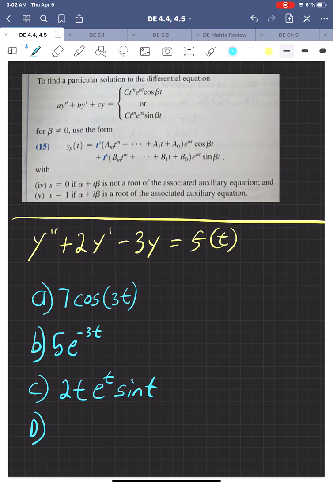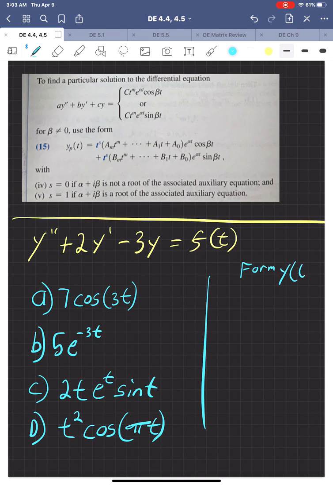And finally, let's do t squared cosine of pi t, right? So these are some harder ones, but you do have the techniques to set them up. And my question is, can you find the form of y of t? All right, so I will give you these answers in the beginning of the next video.